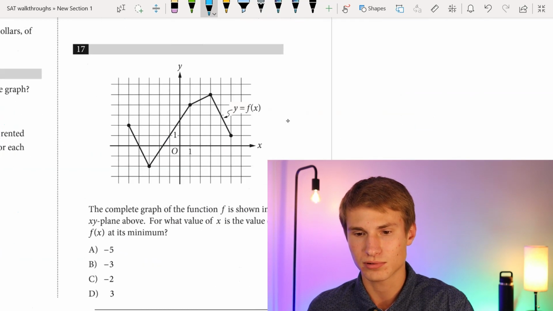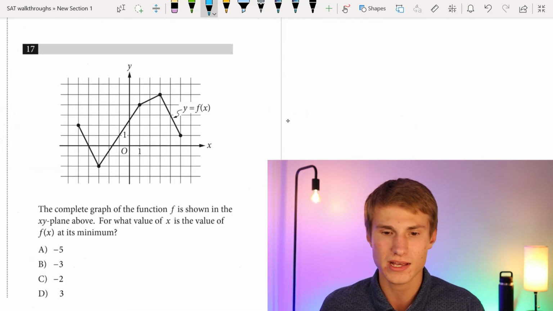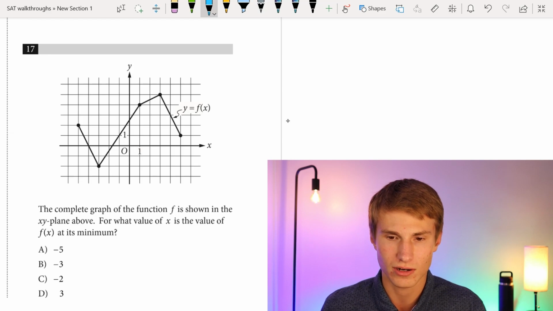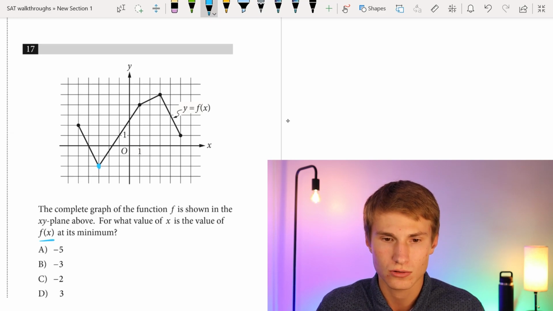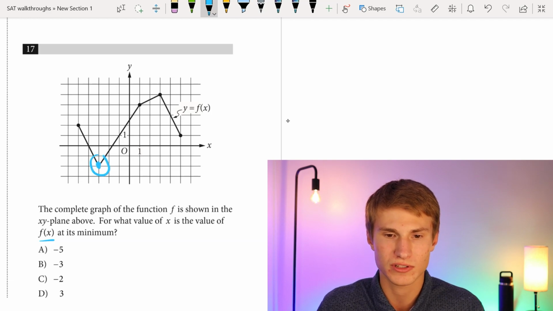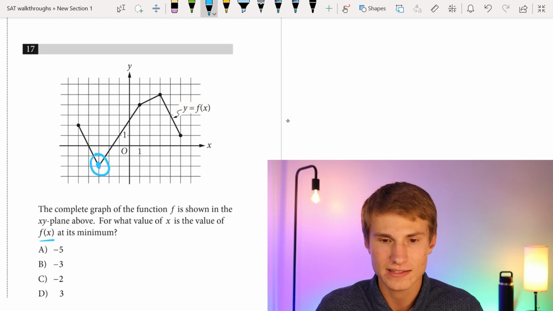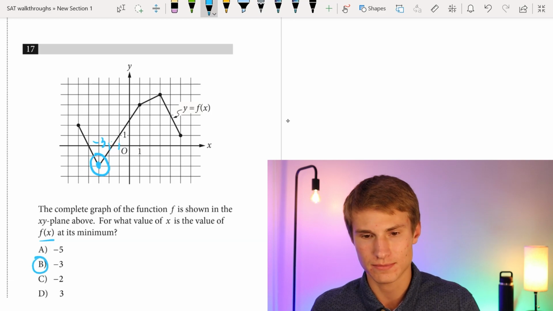All right, number 17, the complete graph of the function f is shown in the xy-plane. For what value of x is the value of f of x at its minimum? We see that f of x is at its minimum right here, where I'm putting this blue dot. I'll go ahead and circle that. Now we see that that is at not -1, not -2, but at -3. So the answer here is going to be f of -3, which is going to be answer choice B.